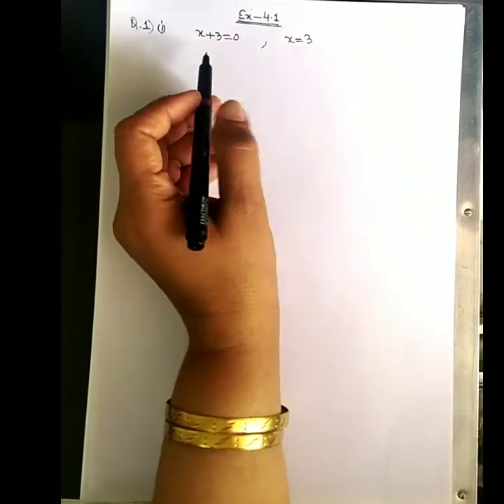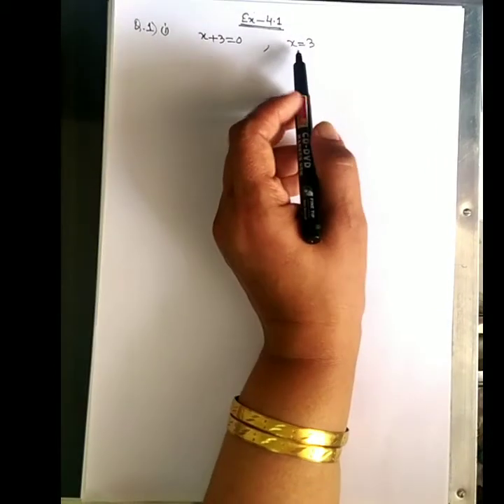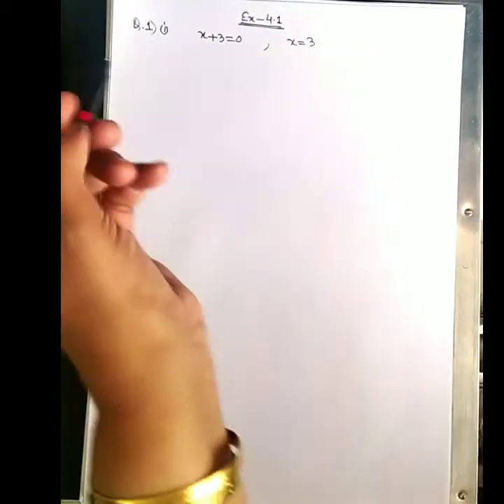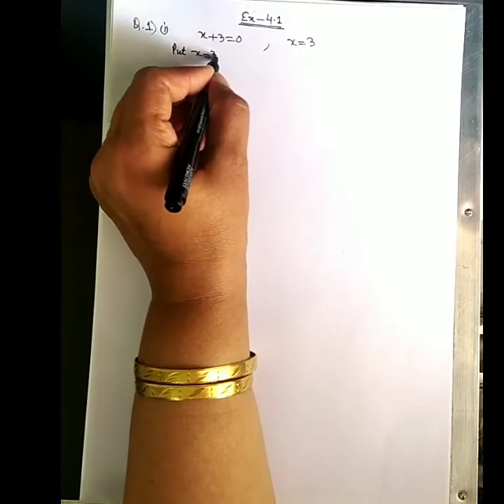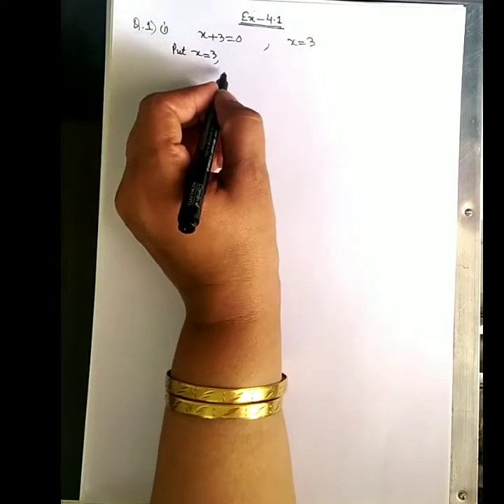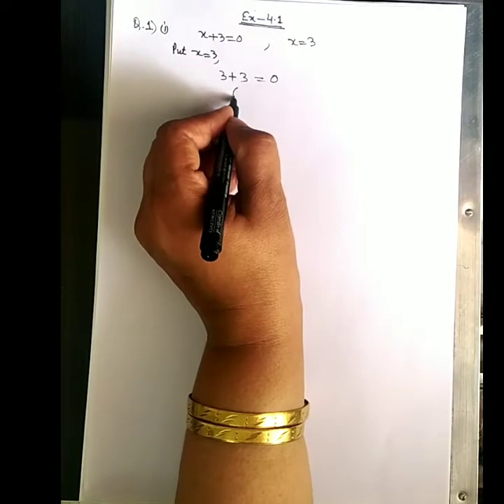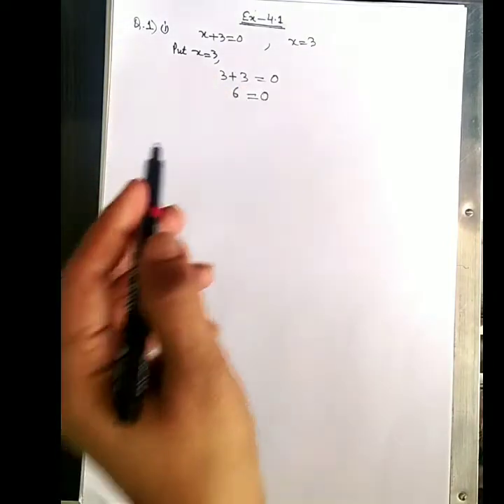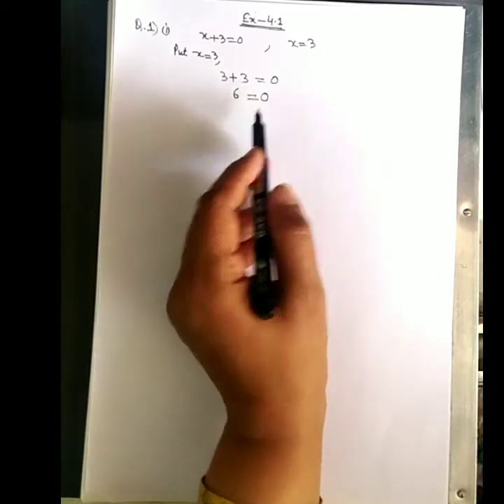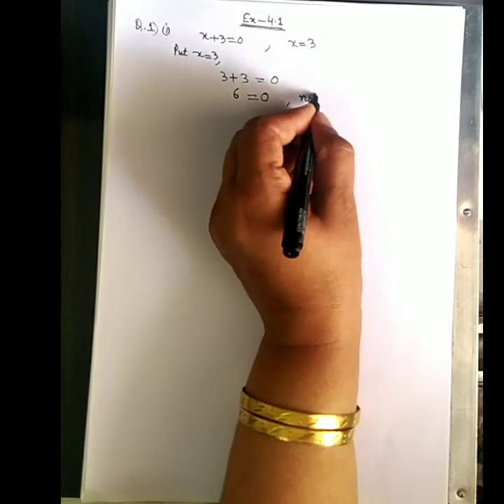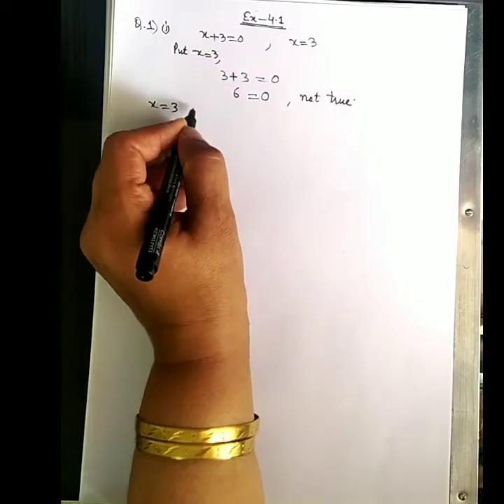Now first question, first part. The equation is x plus 3 is equal to 0 and the value of the variable is x is equal to 3. Now put x is equal to 3. So it will be 3 plus 3 is equal to 0. 3 plus 3 is 6. 6 is equal to 0. Is it true? Can 6 be equal to 0? No, it is not true. So you will write x is equal to 3 is not a solution.